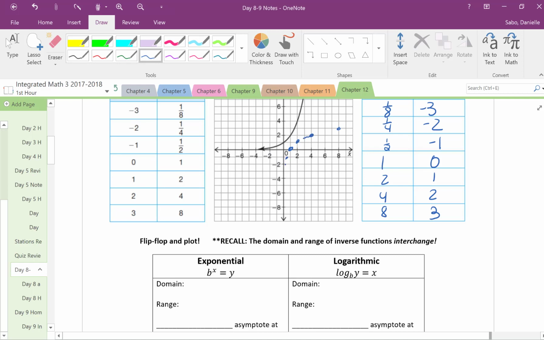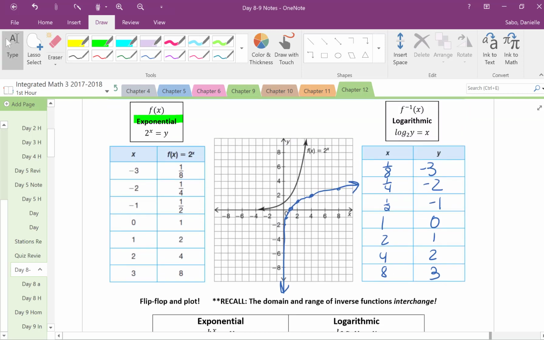Okay, it should look something like this. It does not have to be perfect. And again, because they're inverses of each other, we have this line y equals x, which it's symmetric about, which is true in this case based off our visual here.